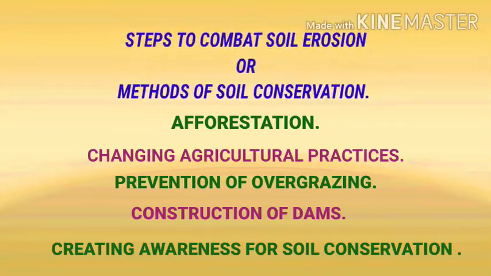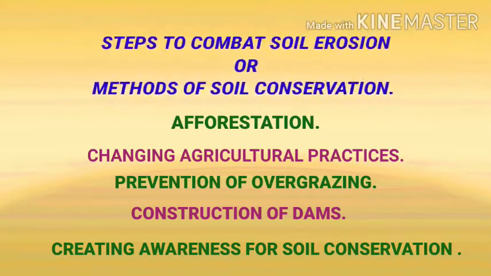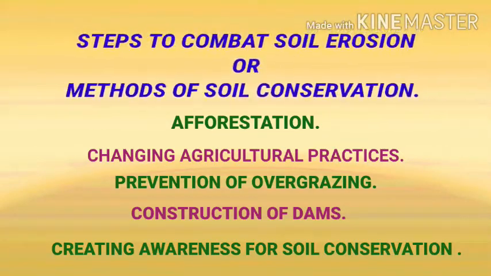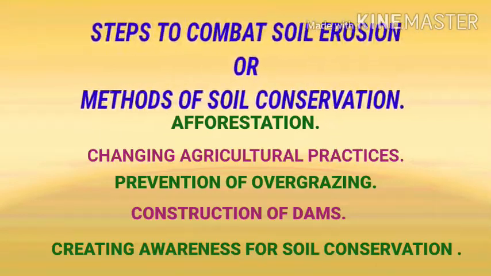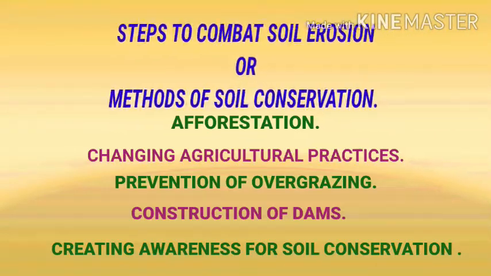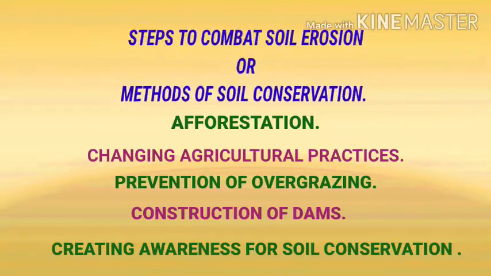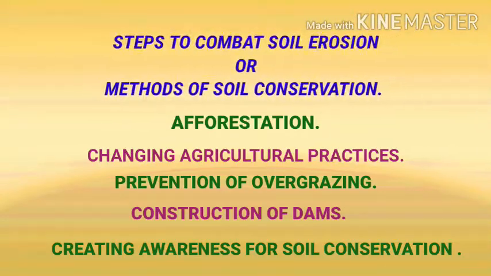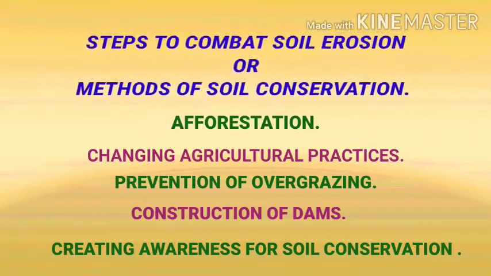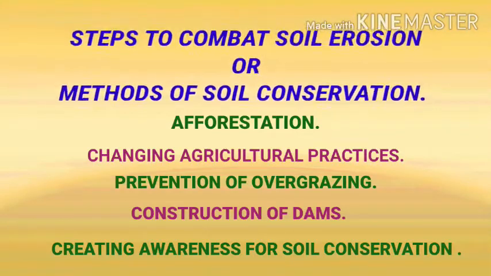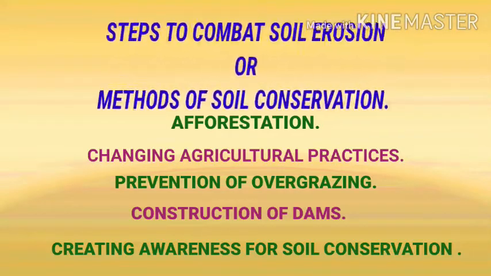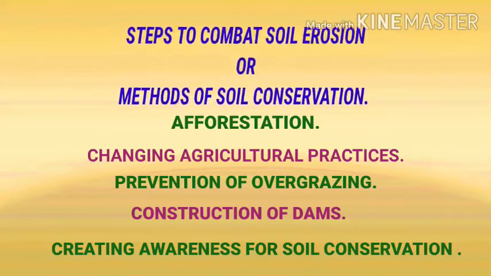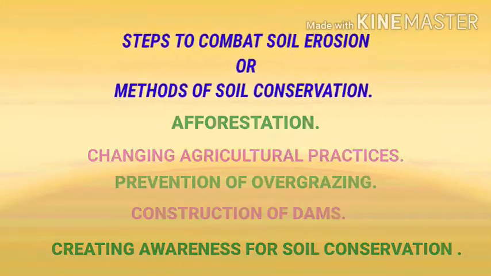The second one is adoption of various agricultural techniques like terrace cultivation, contour plowing, strip cropping, planting shelter belts, crop rotation, mulching, creating contour barriers. The third one is prevention of overgrazing, and the fourth one is construction of dams. We will study each one of these techniques one by one.